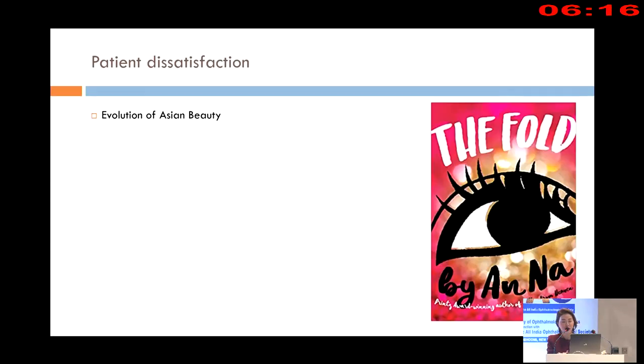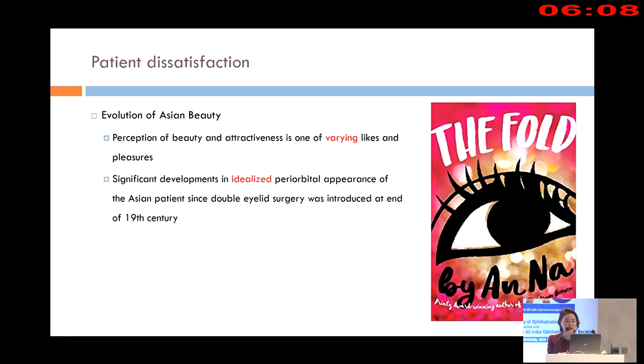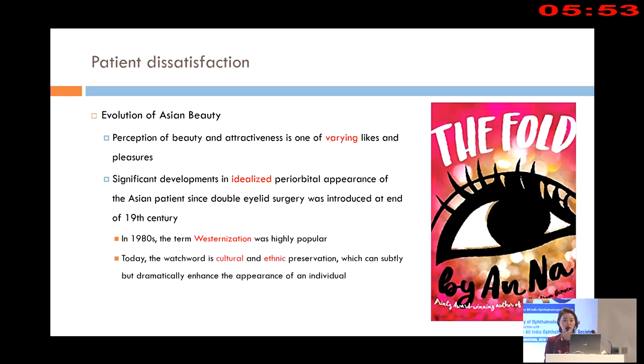So I think patient dissatisfaction has a few factors. There is evolution of Asian beauty. I think the perception of beauty and attractiveness is one of varying likes and pleasures. There are significant developments in the idealized periorbital appearance of the Asian patient since double eyelid was introduced at the end of the 19th century. So in the 1980s, westernization was highly popular. However, today the watchword is cultural and ethnic preservation, which can subtly but dramatically enhance the appearance of an individual.